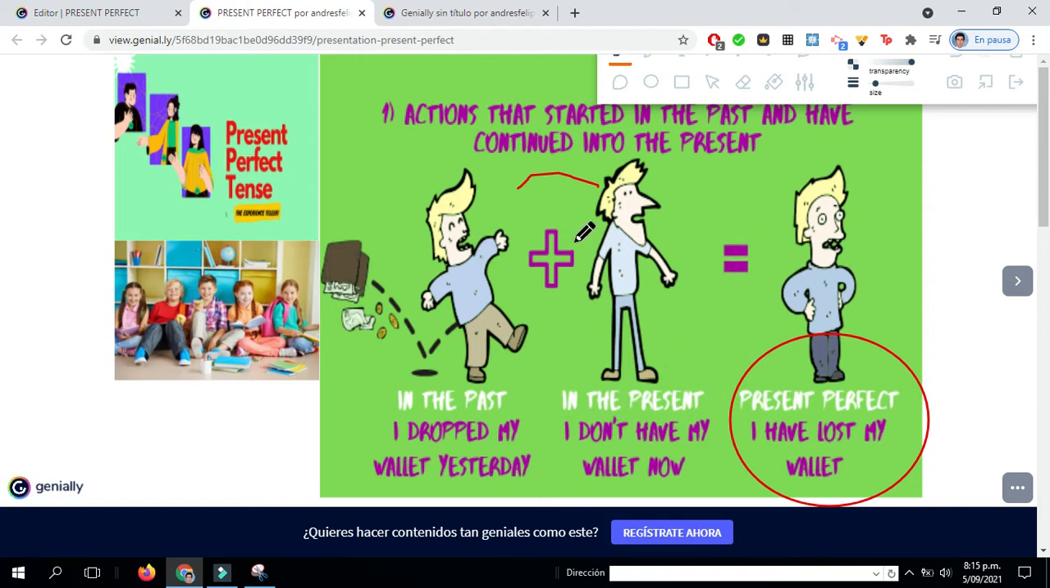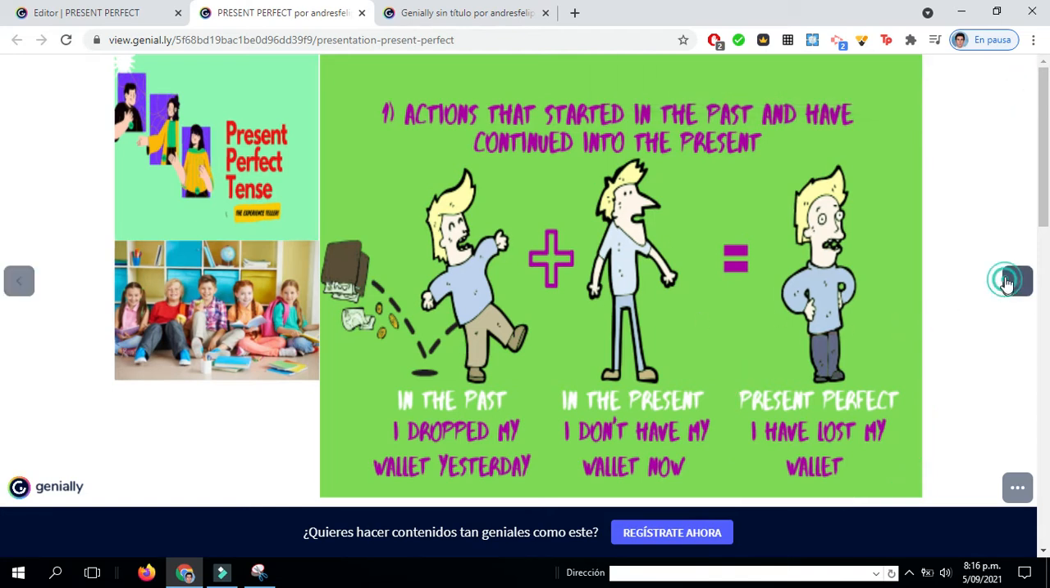So, according to this situation that happened in the past and in the present, I can say the sentence, I have lost my wallet. He perdido mi cartera. This sentence refers to something that happened in the past and continues in the present. So, this is the sentence in present perfect. You can take notes of it.